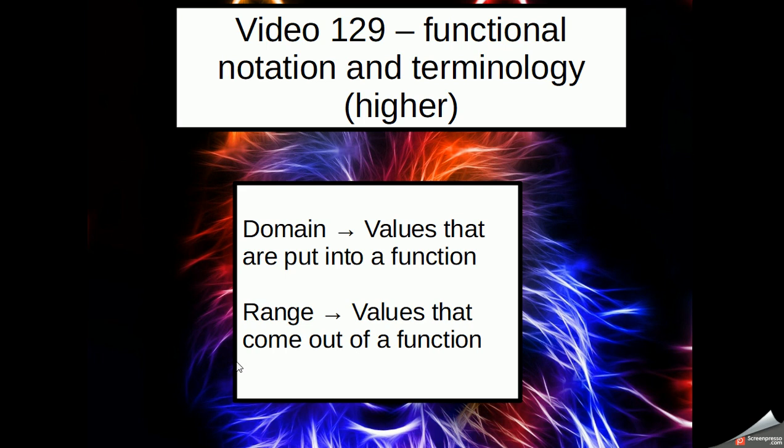So if you had a function of x plus 1, the domain is even numbers under 10. The range, because we'd be adding 1 to each of the even numbers, would be 3, 5, 7, 9.